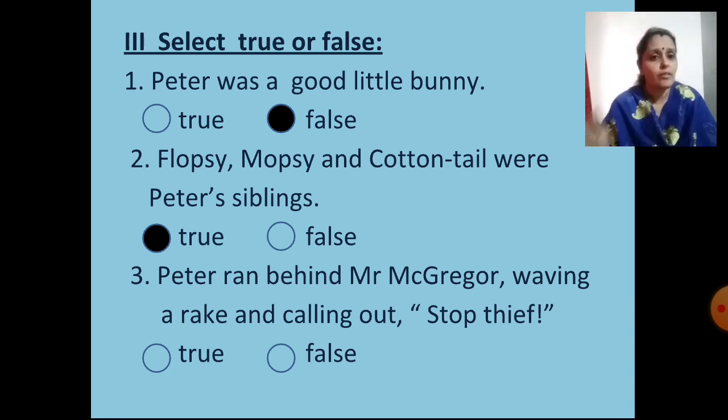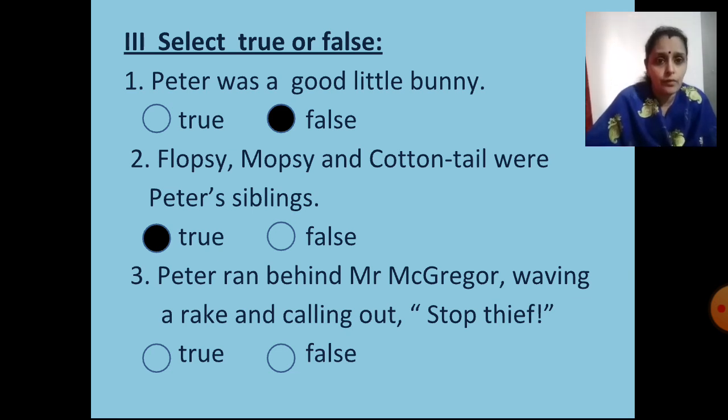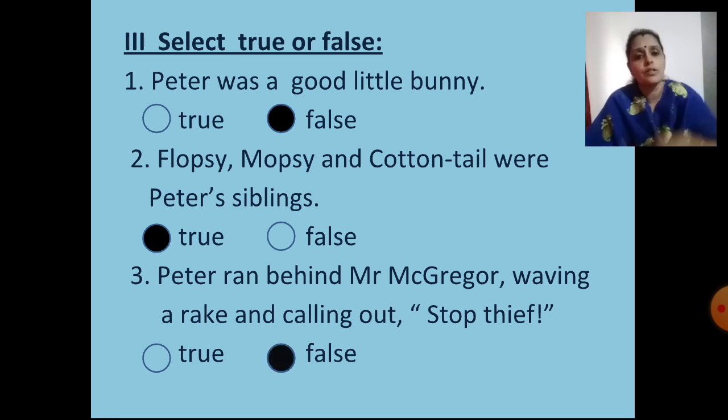Next one, Peter ran behind Mr. McGregor, waving a rake and calling out, stop thief. Is it right? Was Peter running behind Mr. McGregor? What was the story? Peter enters Mr. McGregor's garden. Peter eats the vegetables there, and when Mr. McGregor sees him, he runs behind Peter shouting, stop thief. So who is running behind Peter? Mr. McGregor. So this sentence is wrong. Yes, it is false. So I'm going to click the option false.